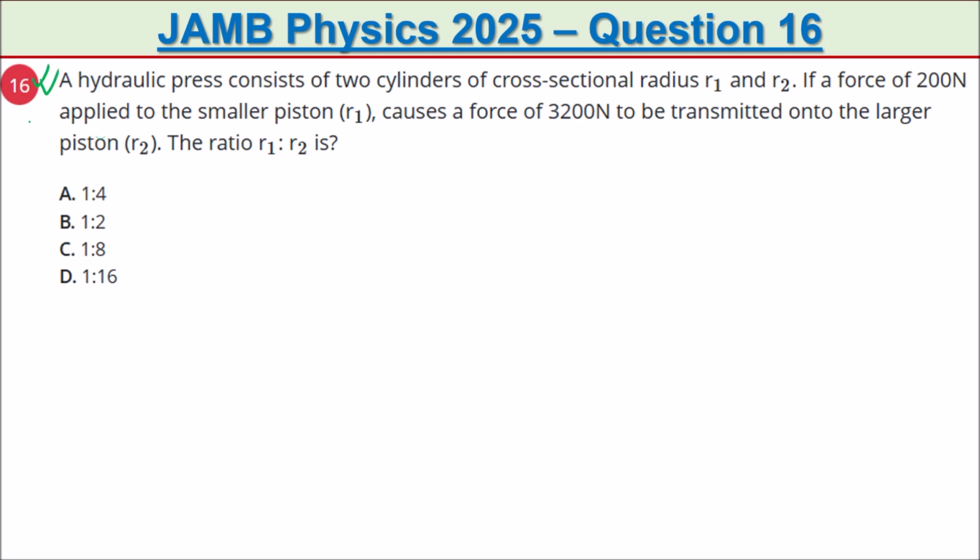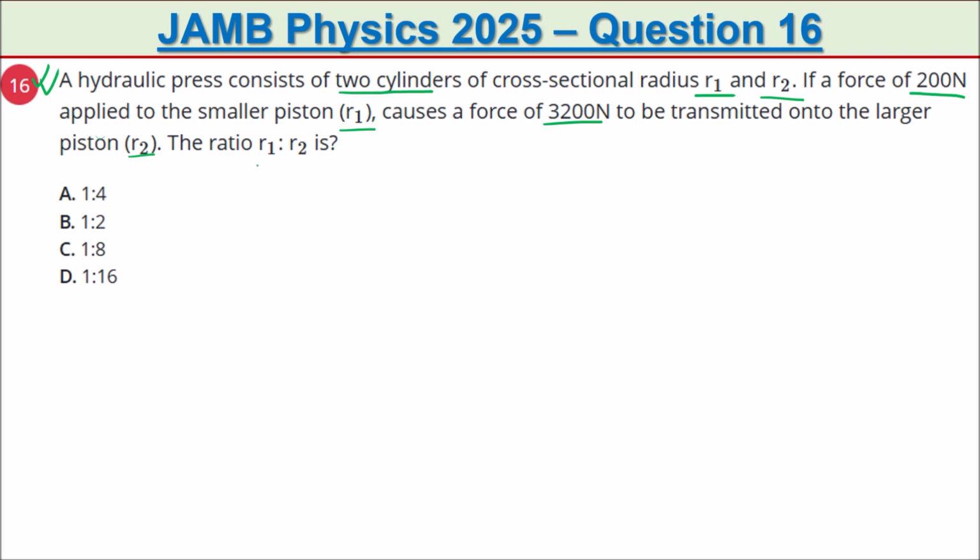Question number 16 reads: a hydraulic press consists of two cylinders of cross-sectional area R1 and R2. If a force of 200 newtons is applied on a small piston R1, it causes a force of 3,200 newtons to be transmitted onto the larger piston R2. The ratio R1 to R2 is question mark.